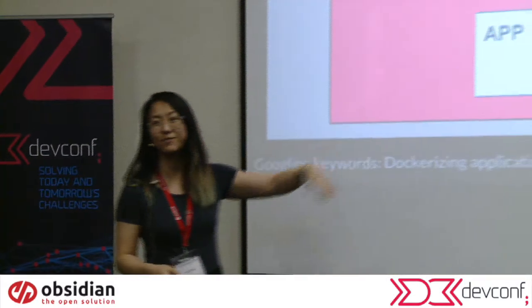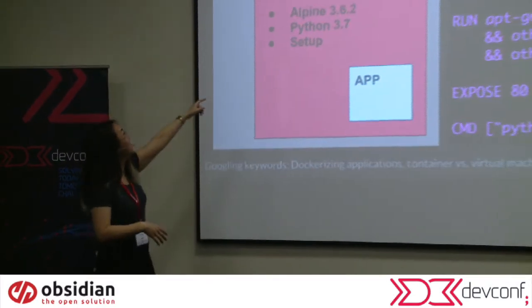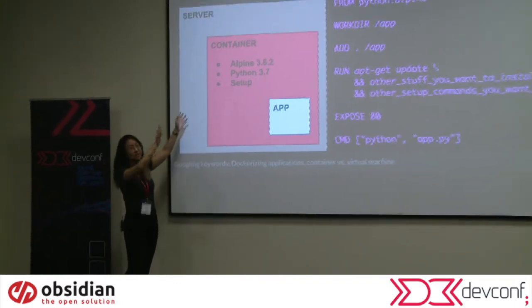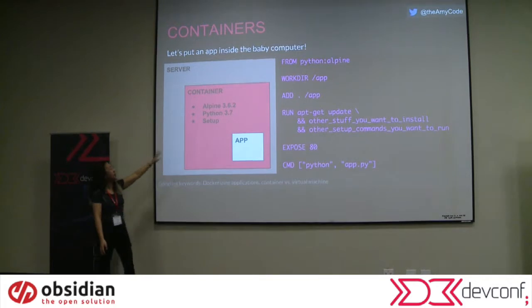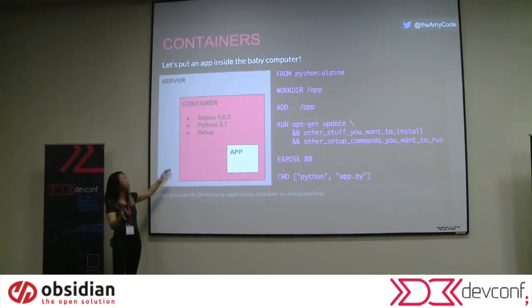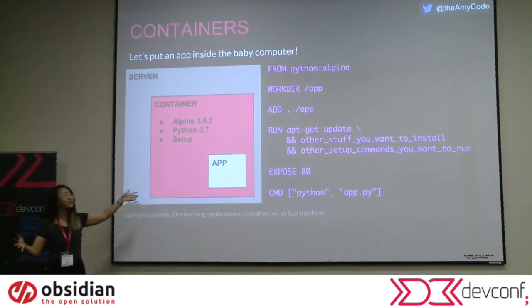So let's go ahead and walk through our Docker file. What I'm doing here is I'm putting an app inside my baby computer. So ignore that for a while. It's pseudo-code that I hacked up. And then here is the visual representation of what is going on. So here we have our server, and here we have a container within here. There's a lot more going on, but I'll just abstract away to this.